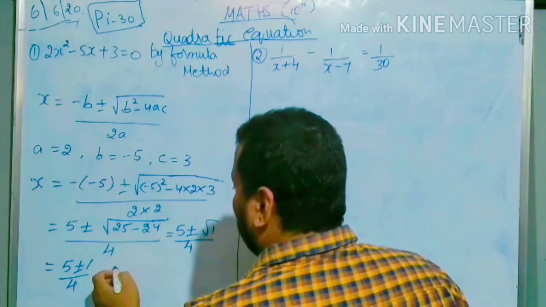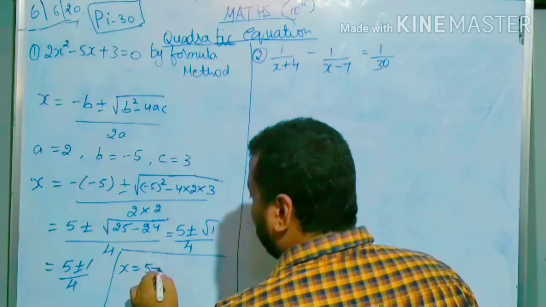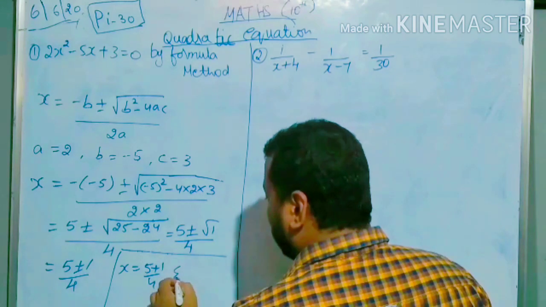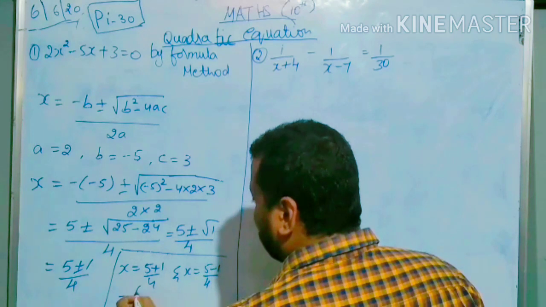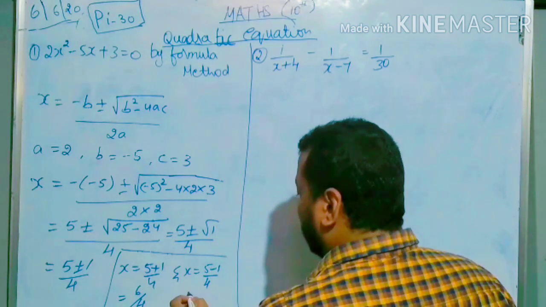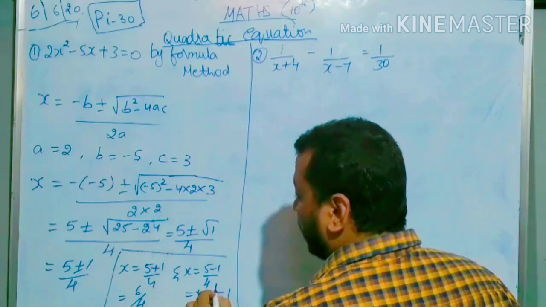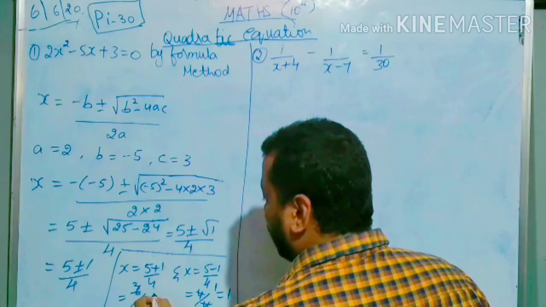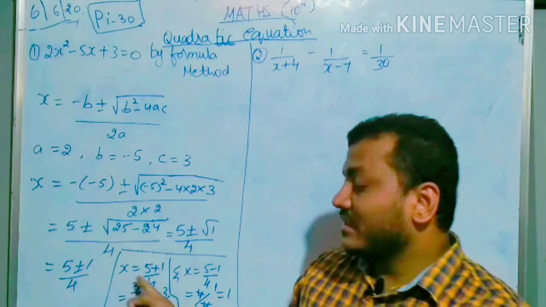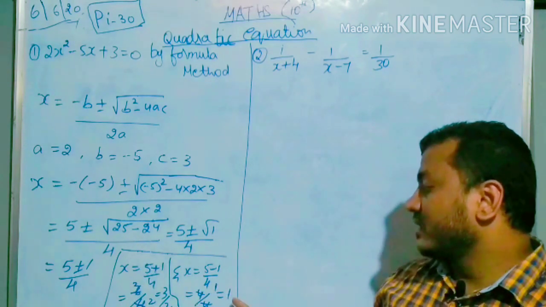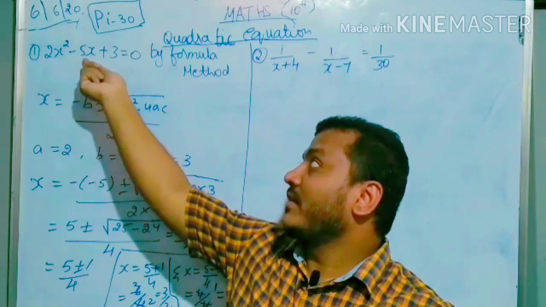Now your answer can be divided into two parts. So x is equal to 5 plus 1 by 4, and x is equal to 5 minus 1 by 4. So this can be written as 6 by 4, and this can be written as 4 by 4. 4 cancels, answer is 1 here. If you cancel 2 in the 6 by 4, 2 threes are 6, so answer will be 3 by 2. So one root you got x is equal to 3 by 2, another root you got x is equal to 1. So these two are the roots of this equation 2x square minus 5x plus 3.